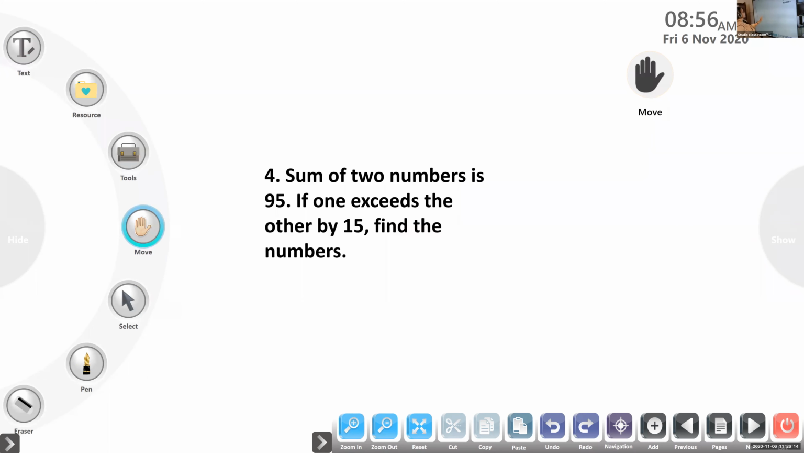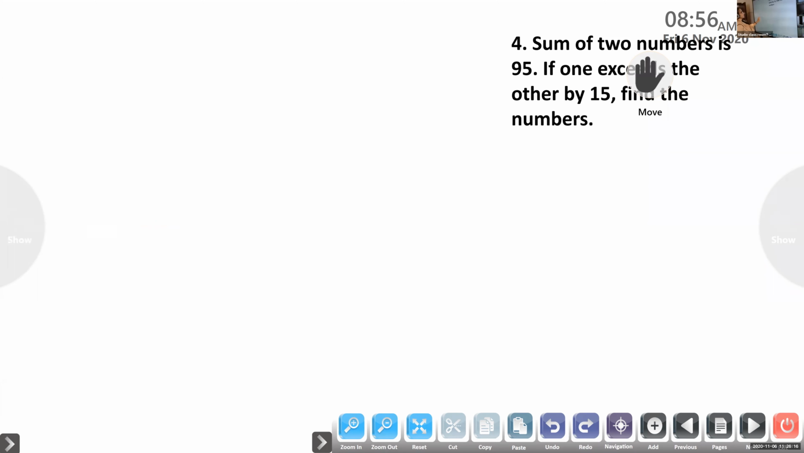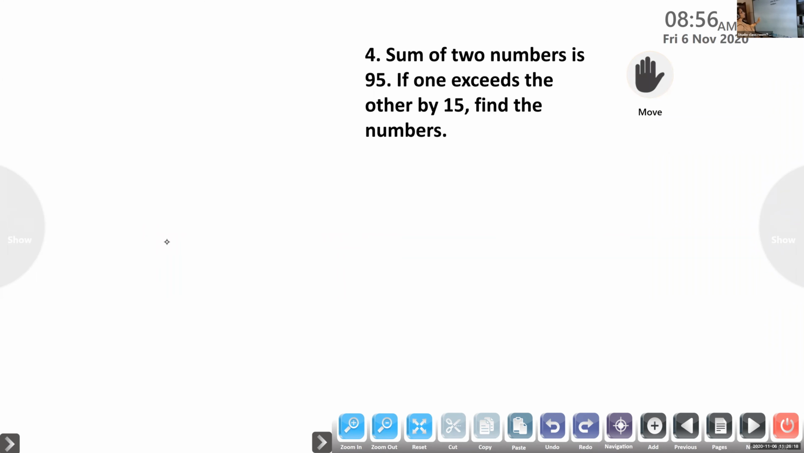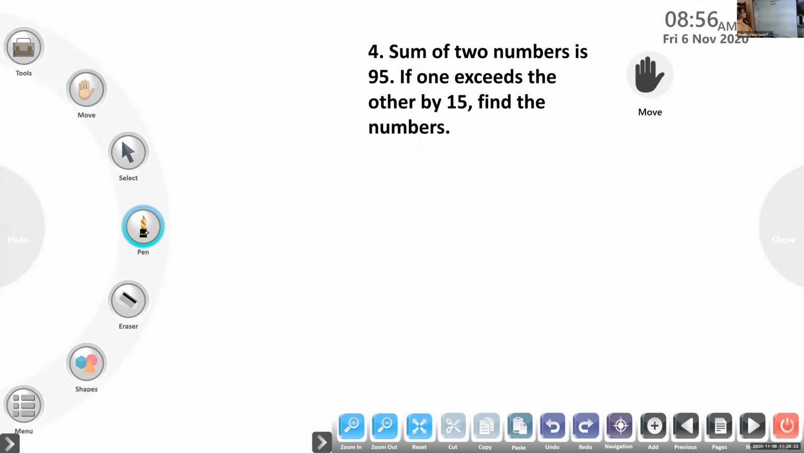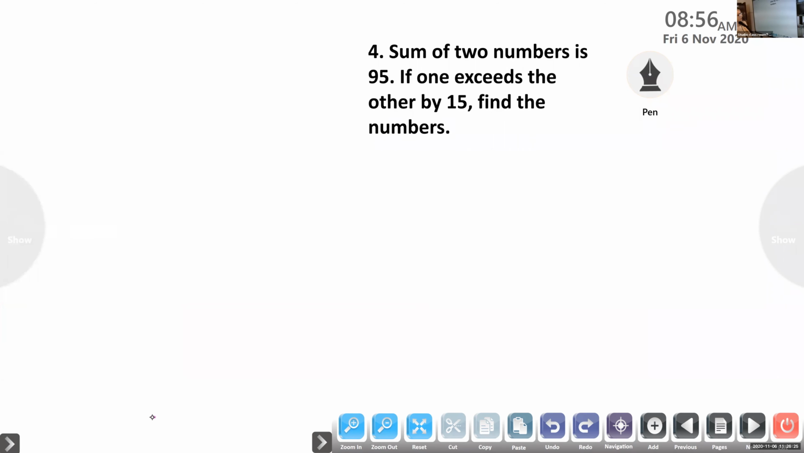The sum of two numbers is 95. If one exceeds the other by 15, find the numbers. Write the question. Sum of two numbers is 95. If one exceeds the other by 15.